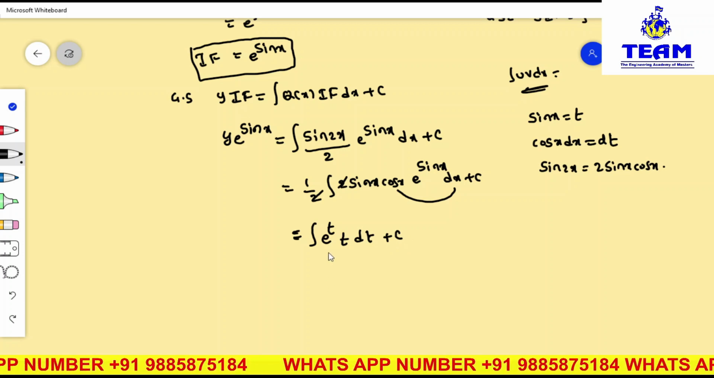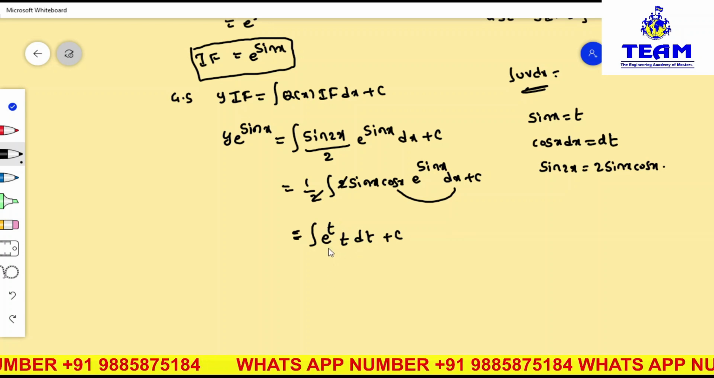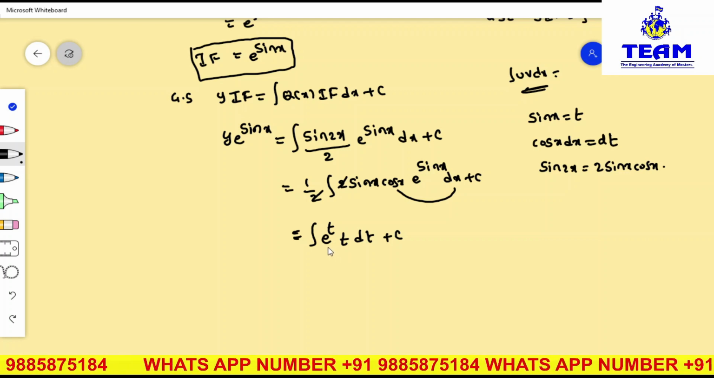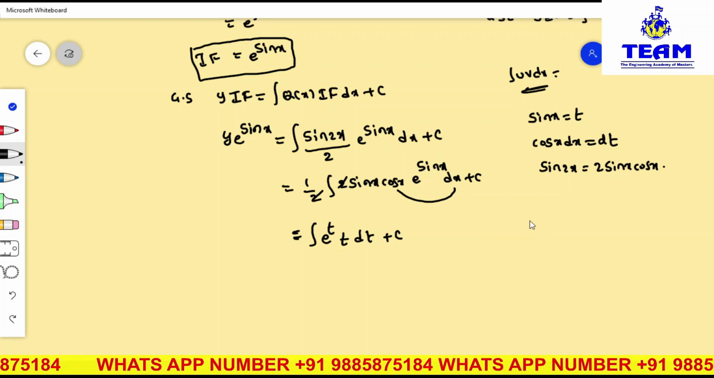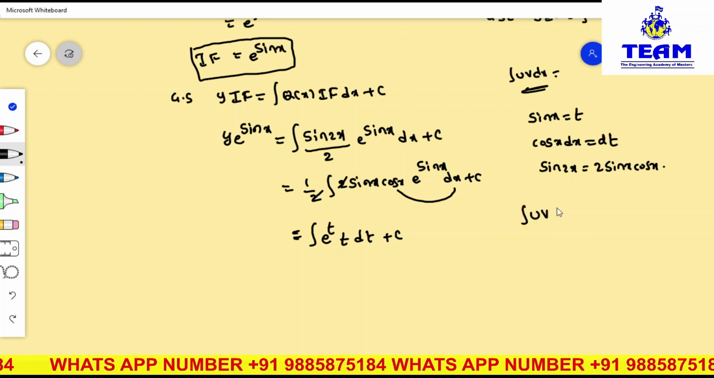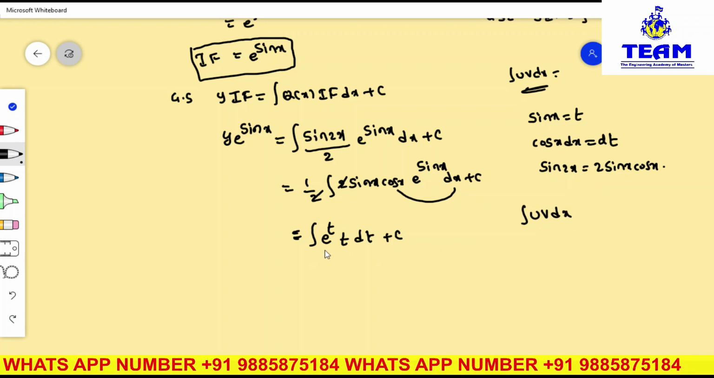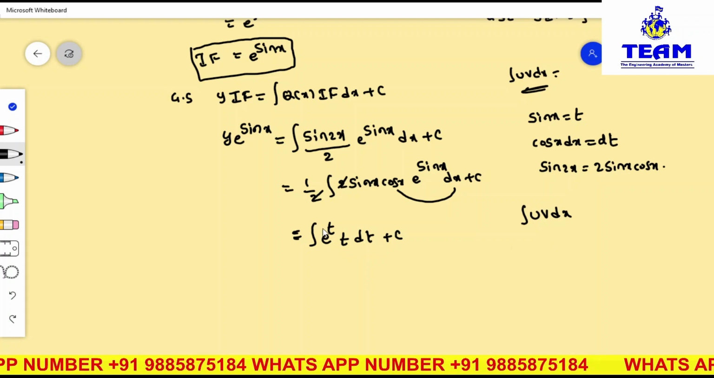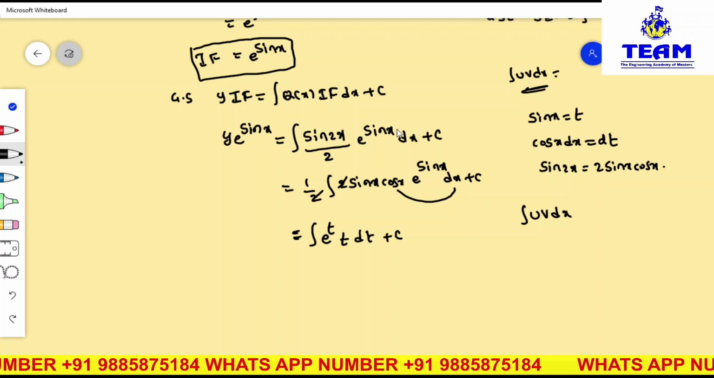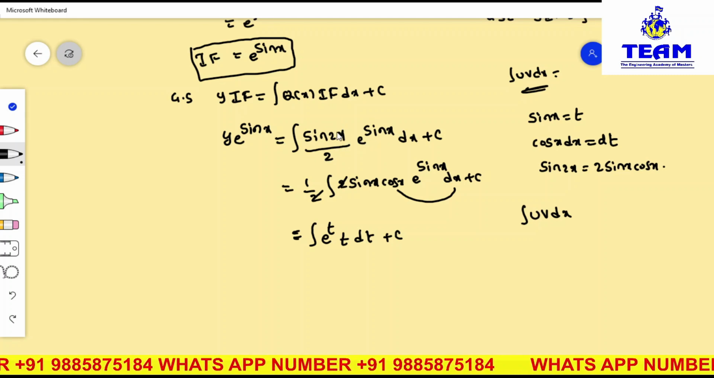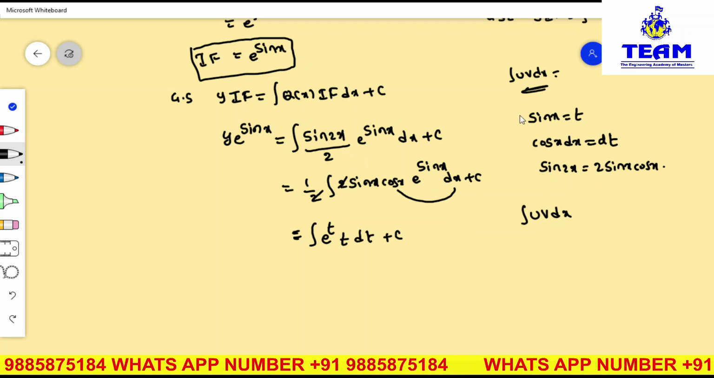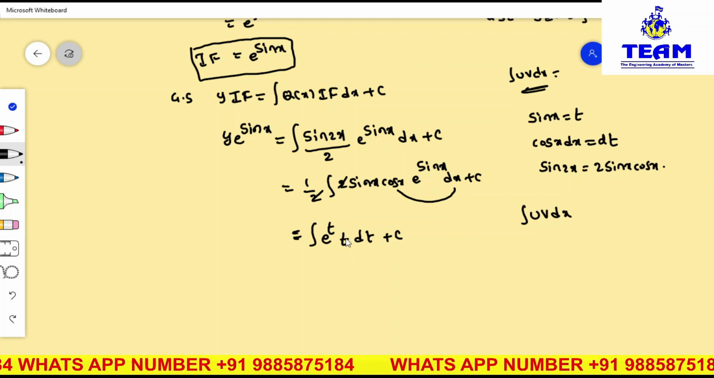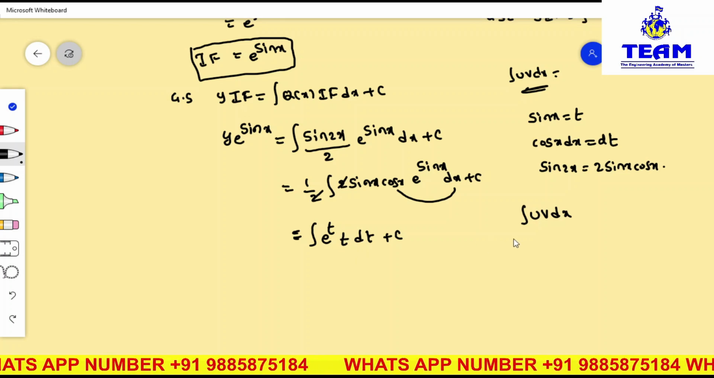Plus c. Now you observe, friends, our integrand is e power t into t. So we can integrate this one. How can you integrate it? Here you have a product of two terms. Generally, whenever you have a product of two terms, you have to apply the integral uv rule. Here one is an exponential function and the other is a polynomial function. Can we apply the uv rule? Yes, you can apply. With an exponential and a trigonometric function, you cannot apply the uv rule directly. You can apply it when any one of the terms is algebraic. Now I am applying the integral uv rule.